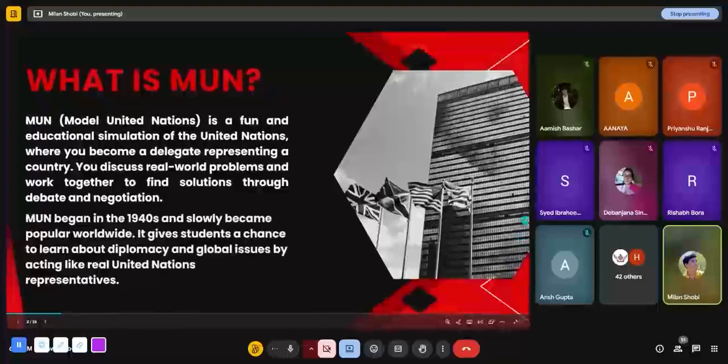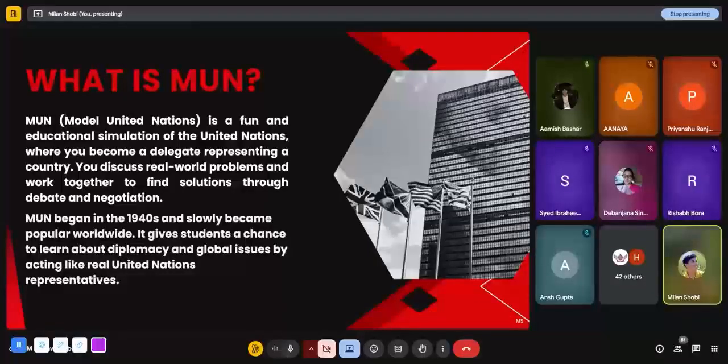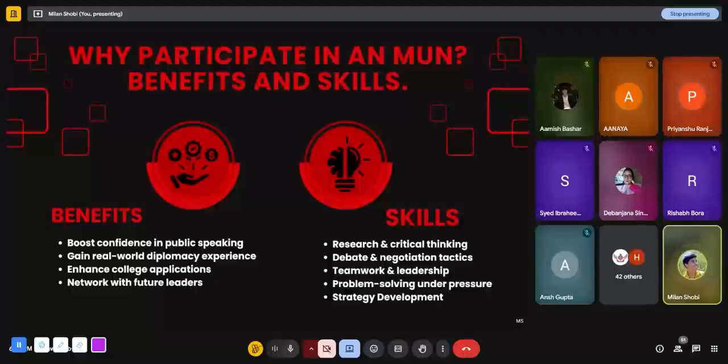Coming back to the history of it, MUNs, as I told you before, started in the 1940s, originally at Harvard, and slowly became popular worldwide. It gives students a chance to learn about diplomacy, fostering cooperation and global issues by acting like real world United Nations representatives. Going further, you might even ask yourself, why should I even participate in an MUN?